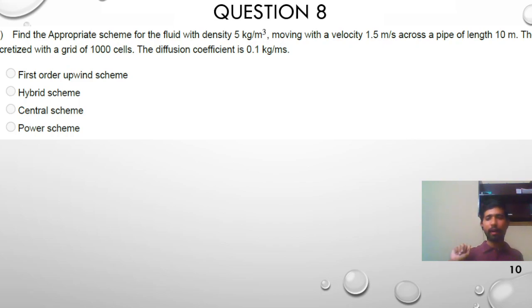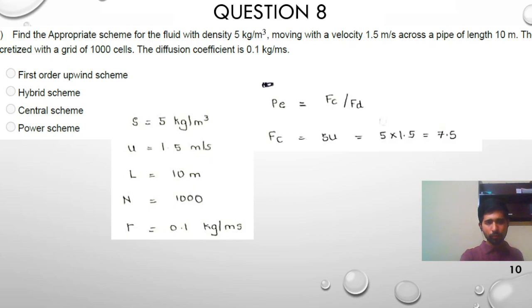So we need to calculate the cell Peclet number. These are the given things. The Peclet number you already know, Fc by Fd, and this is for the momentum, it is not for temperature, because velocity, density and all are given, and the diffusion coefficient is given in terms of this for flow. So Fc will be rho u. Now you calculate it as 5 into 1.5, 7.5.